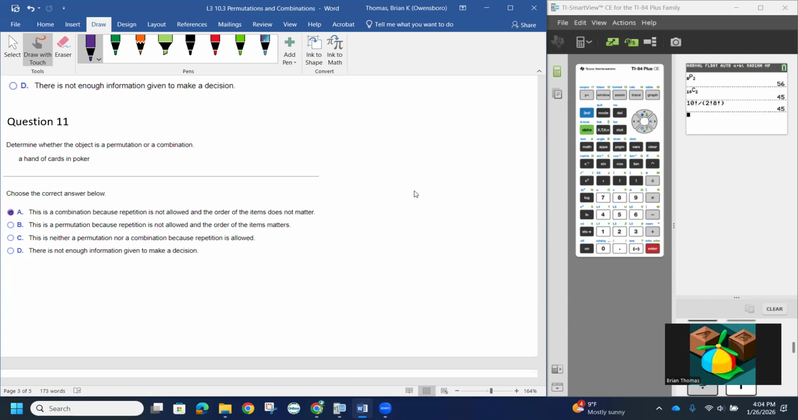So those are some things to look at when talking about whether it's a permutation or a combination. Does position matter? Permutation. But again, we cannot have repetition. If the order does not matter, then we have what's called a combination.